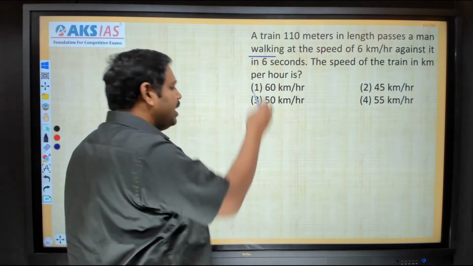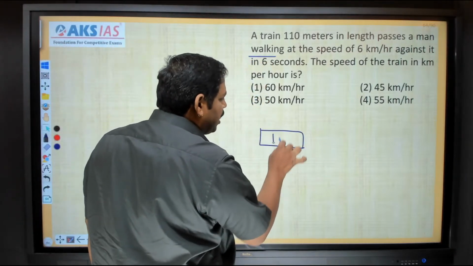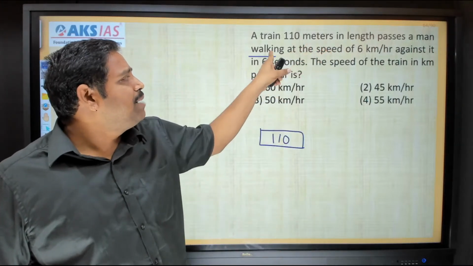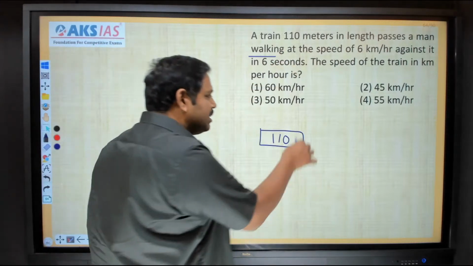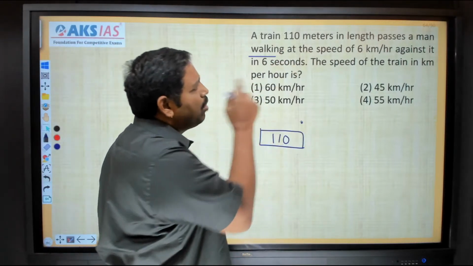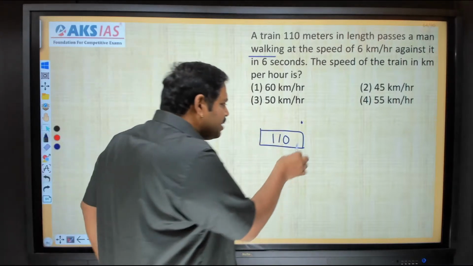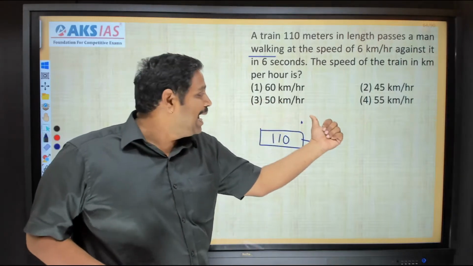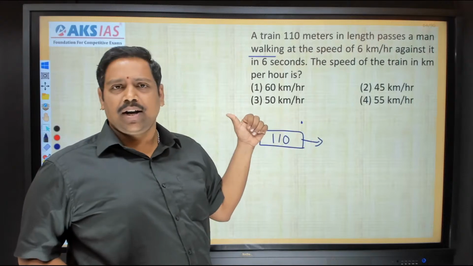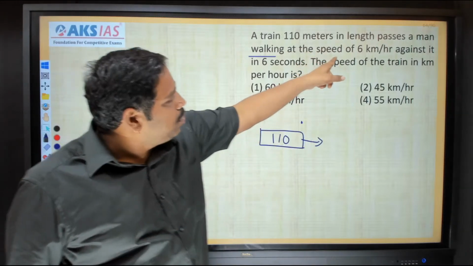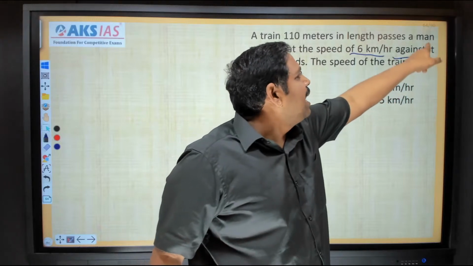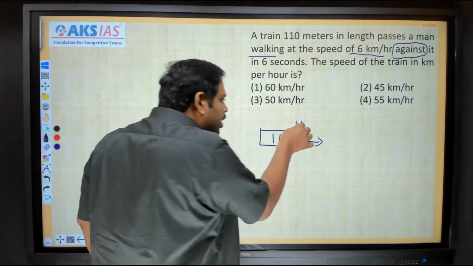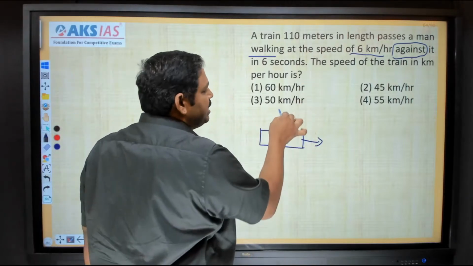What is the length of the train? 110 meters. Sir, this is my train. Its length is how much? 110 meters. Okay. It is crossing a man walking at 6 kilometers per hour. So here is the man, assume. He is moving 6 kilometers per hour. So now I am getting a problem. Assume the train is moving in this direction. Then whether the man is moving in the direction of the train or against the train. Against the train means opposite to the train, right? He is moving with 6 kilometers per hour against it. That means the man is trying to move in this direction. What's his speed? 6 kilometers per hour.